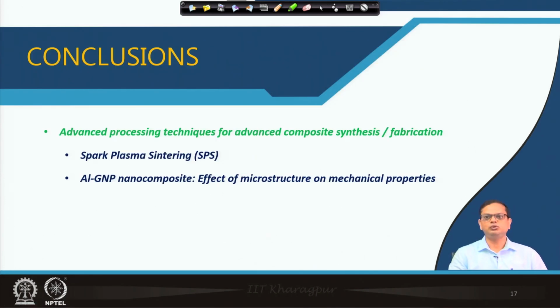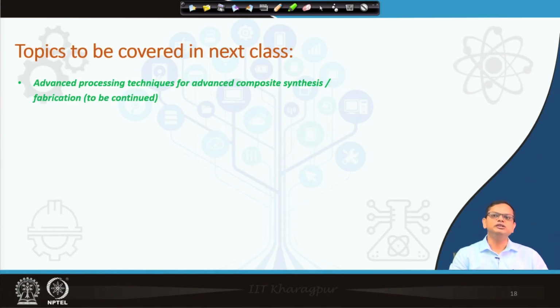So, I would like to conclude today's class. I have discussed the basic sintering mechanism in spark plasma sintering, and then a particular example where the matrix is aluminum, both microcrystalline and nanocrystalline, and this matrix has been reinforced with graphene nanoplatelets. We are trying to understand the effect of the microstructure on mechanical properties. So, I will continue on this line. Thank you all.